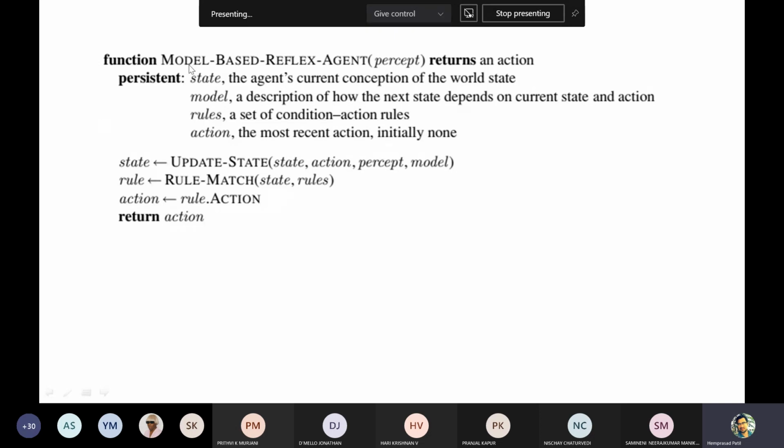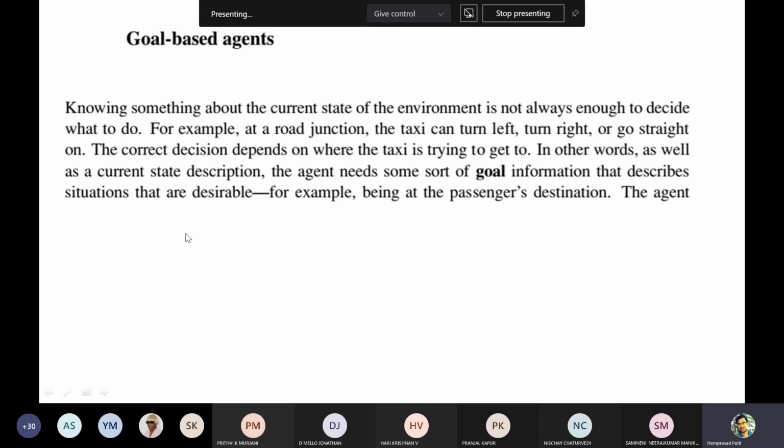What is persistent, what keeps on changing, is the state, model, rules, and action. So how do they change? State is equal to UpdateState. For this update-state function, we have state, action, percept, and model as inputs, and it will give the new state. Then state and rules are matched, and the exact rule is found. For that rule, the action to be taken is retrieved, and that action is returned.